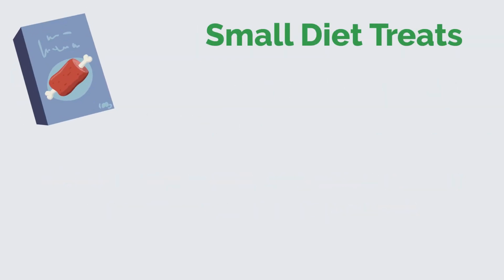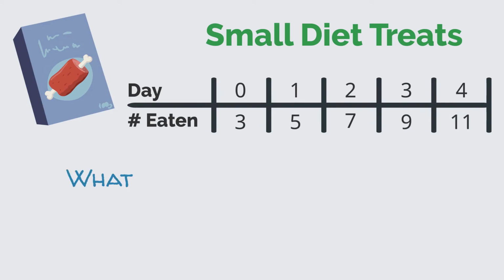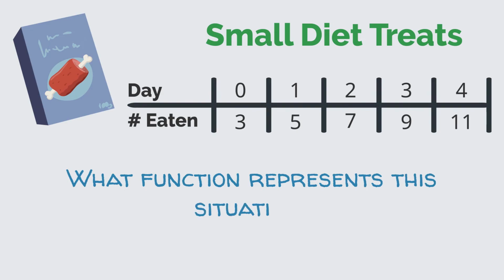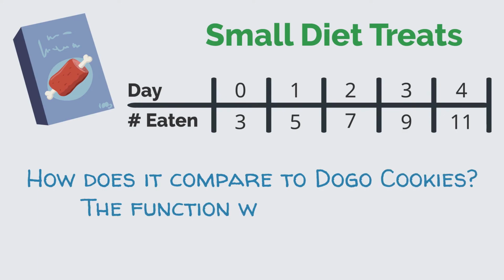A different brand of low-cal biscuit is smaller. When the box first arrives, I give Random 3 cookies. As represented in this table, she then eats 2 cookies each day for a month. What function represents this situation? How does the function compare to the function y equals 3x plus 5, representing Dogo cookies?